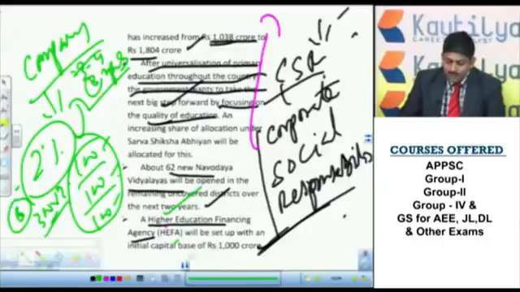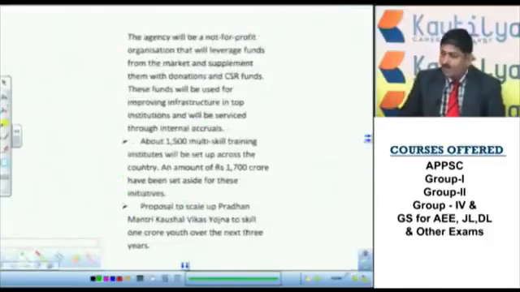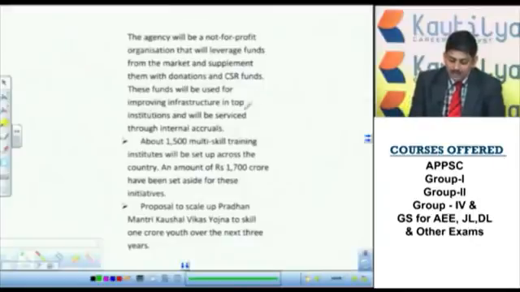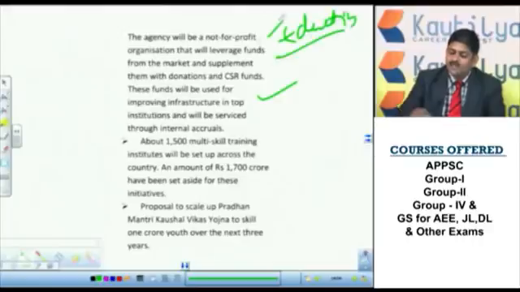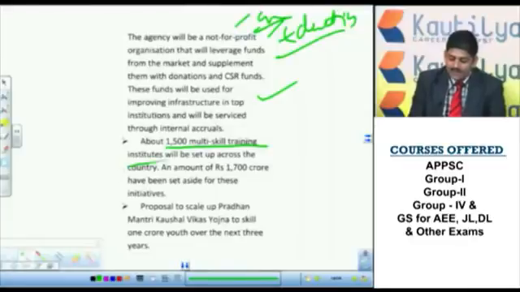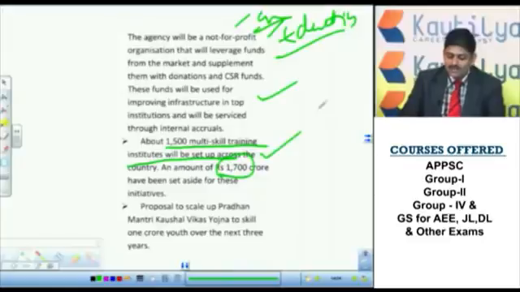So this agency was created with an initial capital of 1000 crore. It mobilizes the resources, and these will be used for increasing education facilities, focusing on quality education, as I already told. Apart from this, 1500 multi-skilled training institutes will be set up across the country. So how much amount is dedicated for that? 1700 crore has been set aside for this purpose.